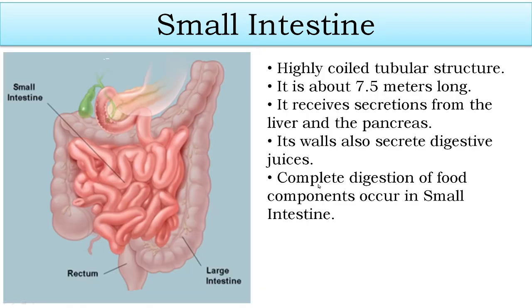Now, if you read more about the small intestine, it says that the small intestine is a highly coiled tubular structure. Highly coiled, and the length of the small intestine in human beings is about 7.5 meters.